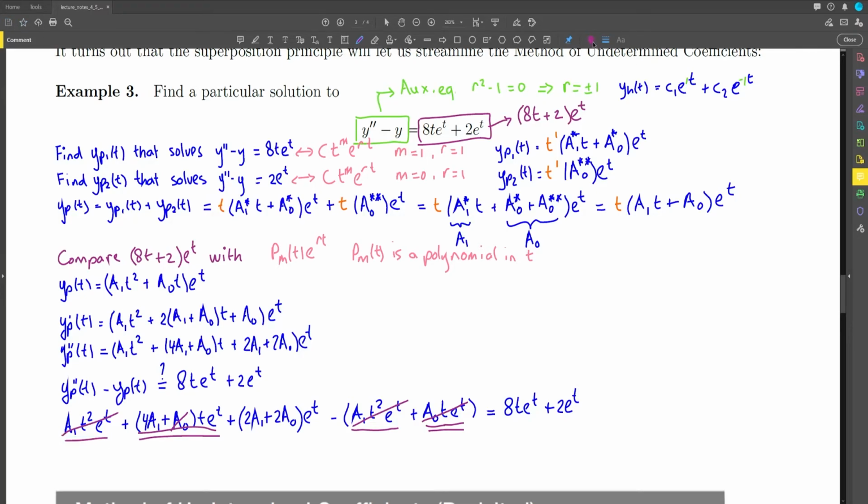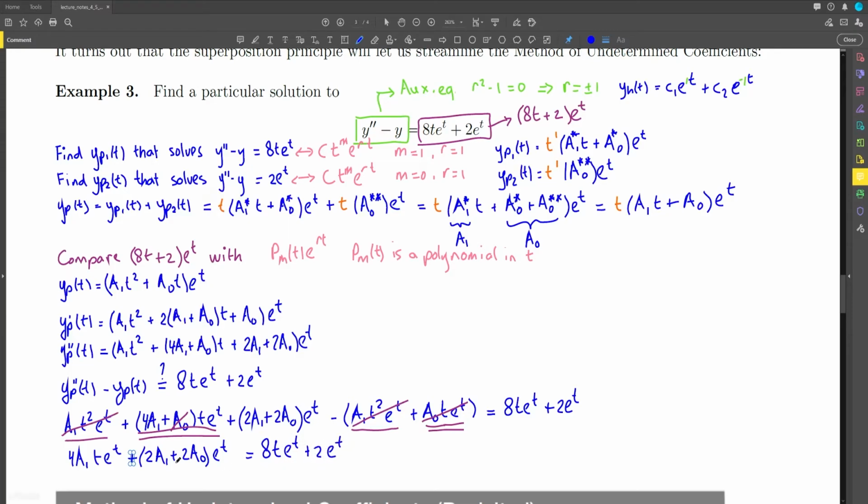What we're left with now is 4a1 t e to the power t, and then we're just left with this e to the power t, right? So this is plus 2a1 plus 2a naught e to the power t, and we're comparing that with 8t e to the power t plus 2e to the power t.